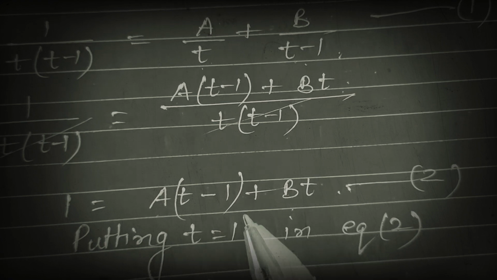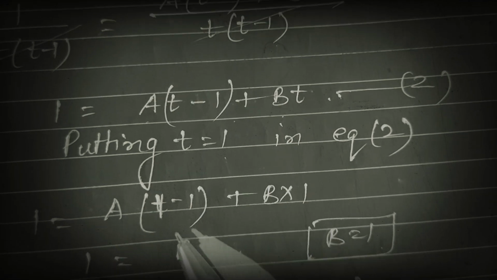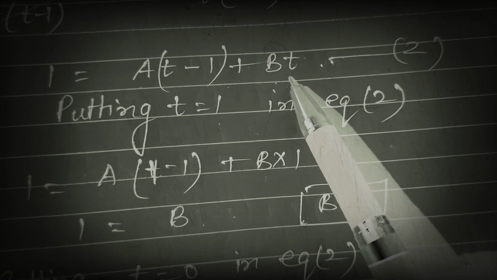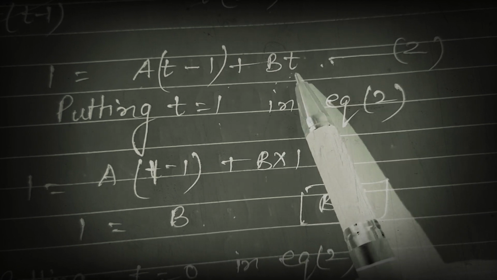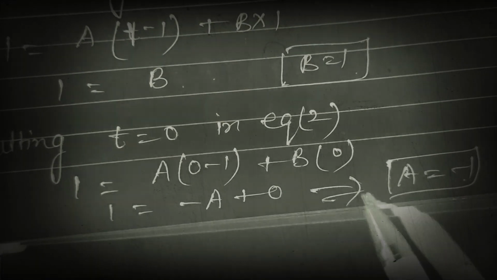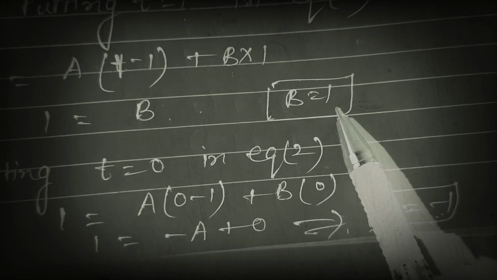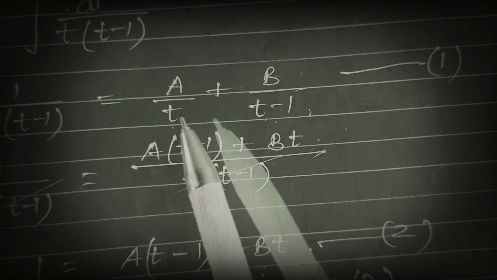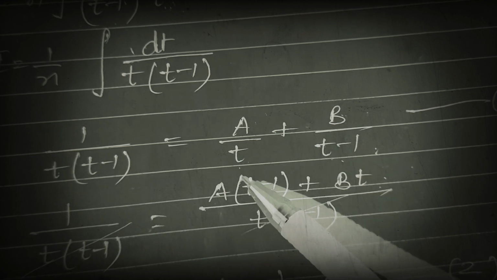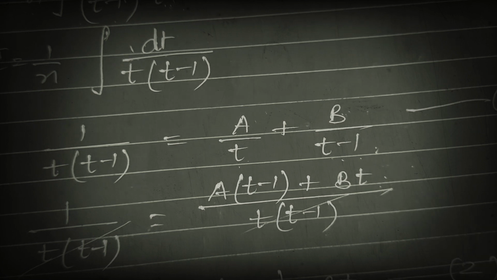Then firstly we will take t is 1. Clear? By making it 0, then the b value will be 1. Now we can put t is equal to 0, because here t is 0, then we will get a. Then with t equal to 0 on both sides, we will get a is equal to minus 1. Then a is minus 1 and b is 1. Put in the first equation. Then we will get 1 upon t into t minus 1 as minus 1 upon t plus 1 upon t minus 1. Take integration on both sides.